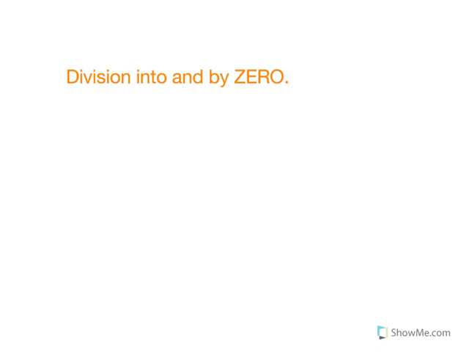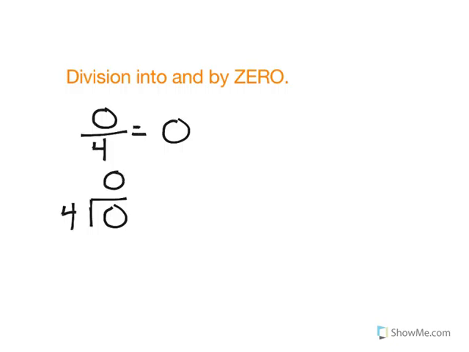Division into and by 0 are both very, very different. Division into would look like this. If we have 0 cookies and we want to divide that by 4 people, well, there aren't any cookies to go around, so no one's going to get one, and the answer is 0. You could also see it this way. 0 divided by 4 is 0. And if we checked it like we did on the previous page, we would take the divisor, multiply it by the quotient, and do we get the dividend? Yes, we do. It checks.